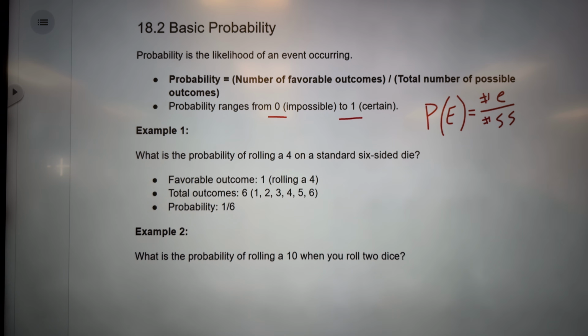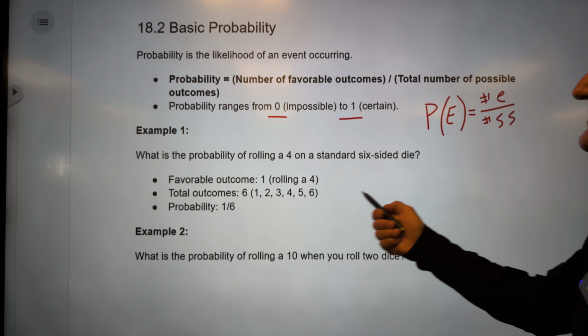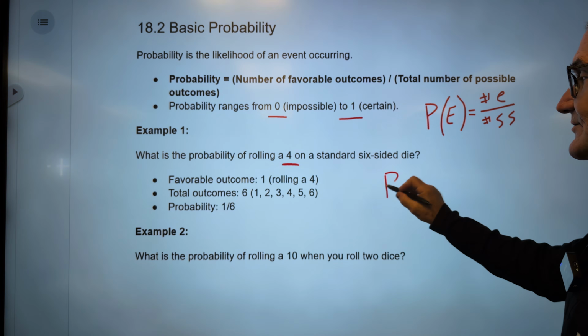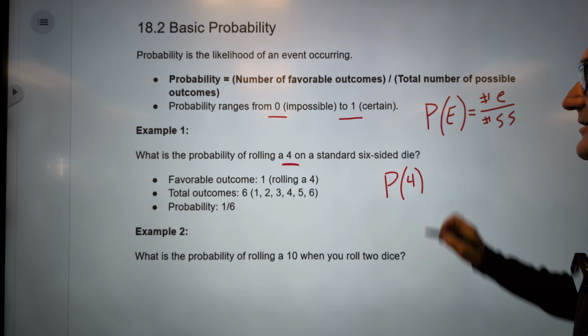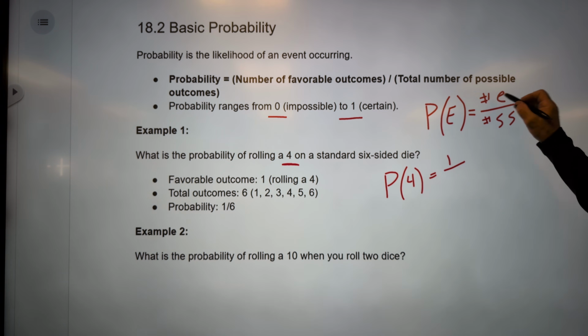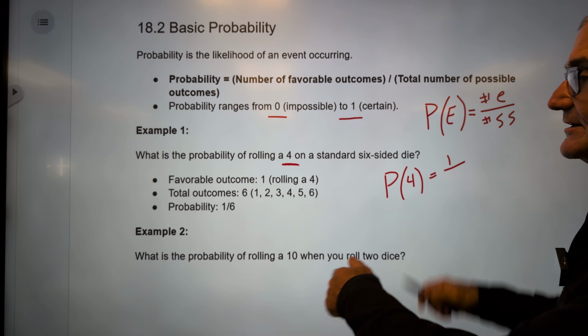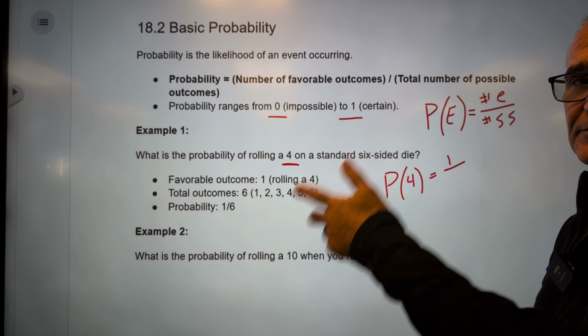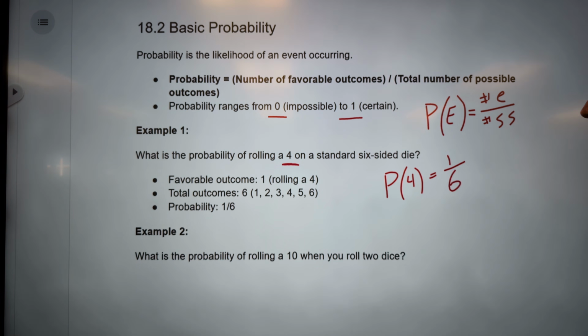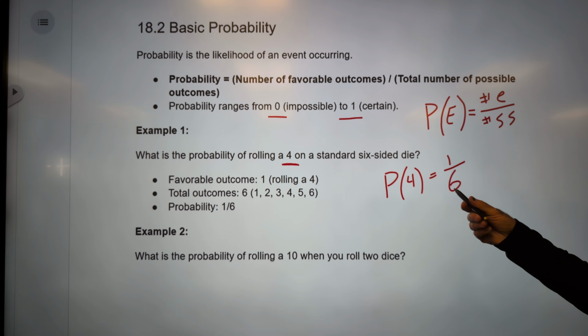As an example, let's say I have a 6-sided dice. What is the probability of rolling a 4? Well, there is only one 4 on that dice, so the number in the event is 1. How many possible outcomes are there? Well, it could come up a 1, a 2, a 3, a 4, a 5, a 6. So there are 6 outcomes. So the probability is 1 out of 6.